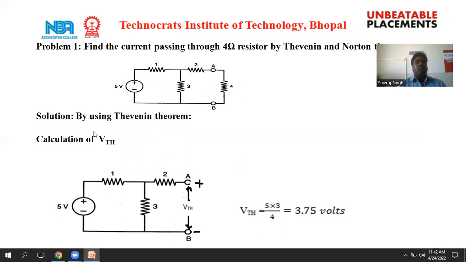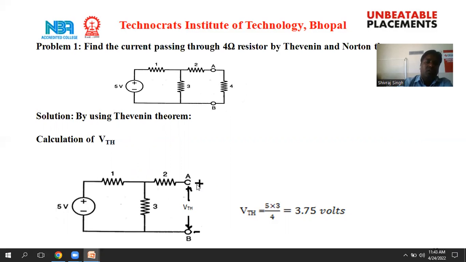Here, the first one: in this circuit, find the current passing through the 4 ohm resistor. We can find the response, the load current, with the help of Thevenin's as well as Norton's theorem. So firstly, we apply Thevenin's theorem. In this circuit, we have the voltage source, 5 ohm, 1 ohm resistor, 3 ohm resistor, 2 ohm, and the 4 ohm is the load. By using Thevenin's theorem, first we calculate the VTH, that is Thevenin's equivalent voltage.